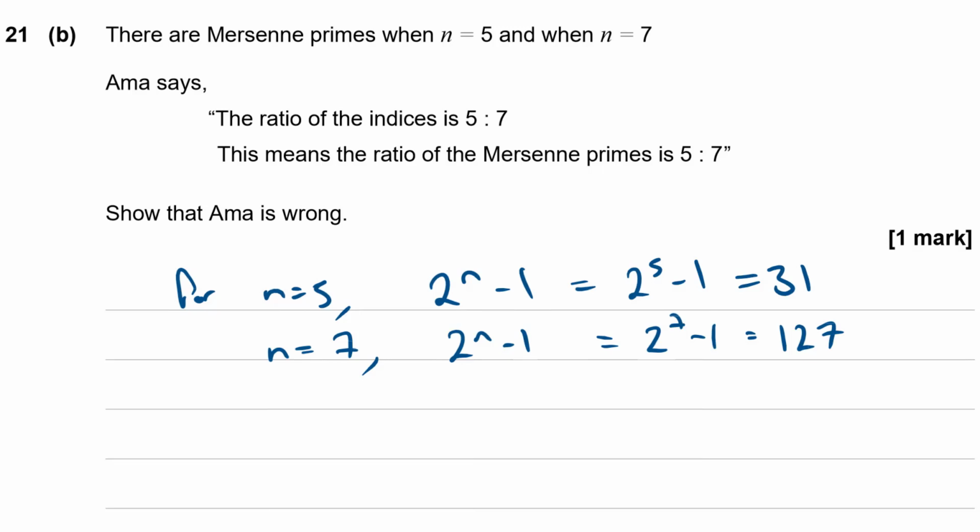Okay. Well, 31 to 127, that's not going to be equal to 5 to 7. Now these are prime numbers, aren't they? So you can't cancel them down. You're not going to get 31 to 127 to cancel down to 5 to 7. So that isn't going to work.